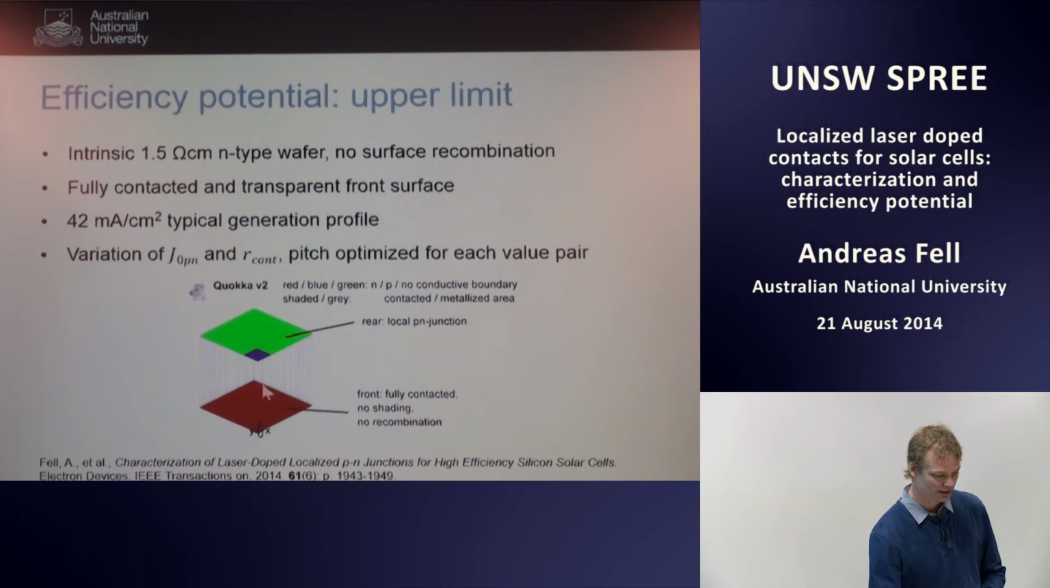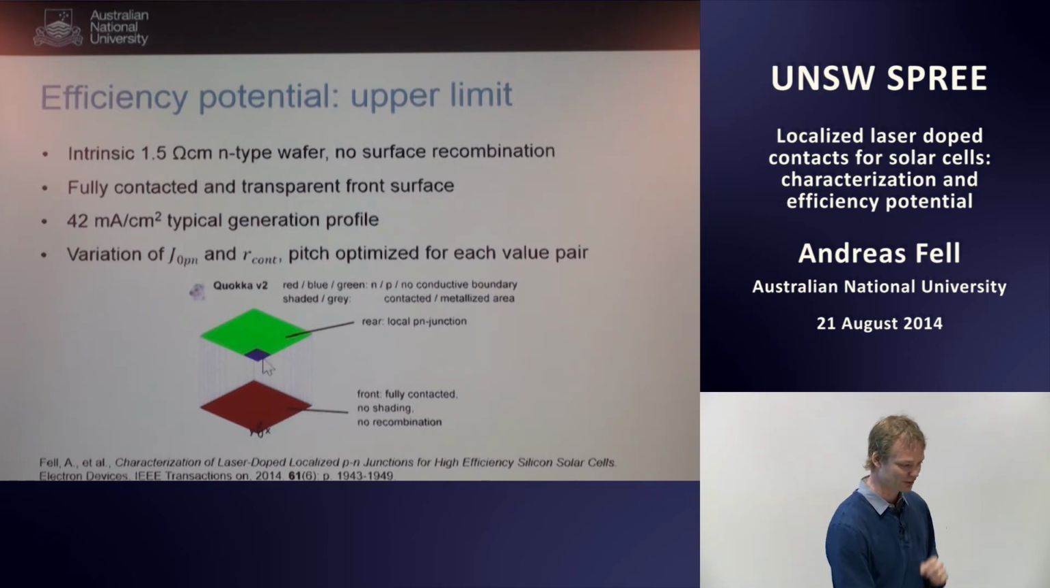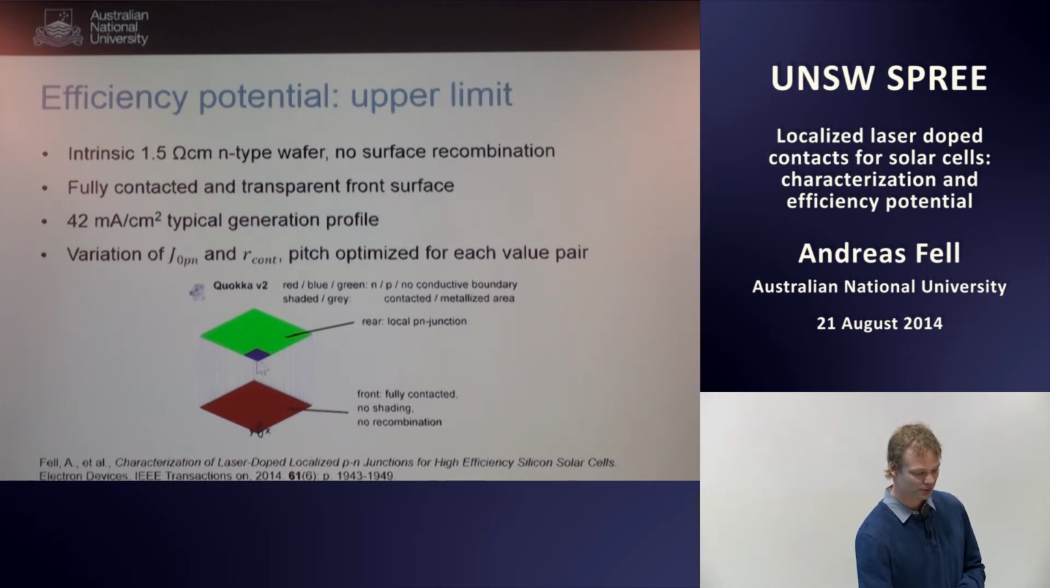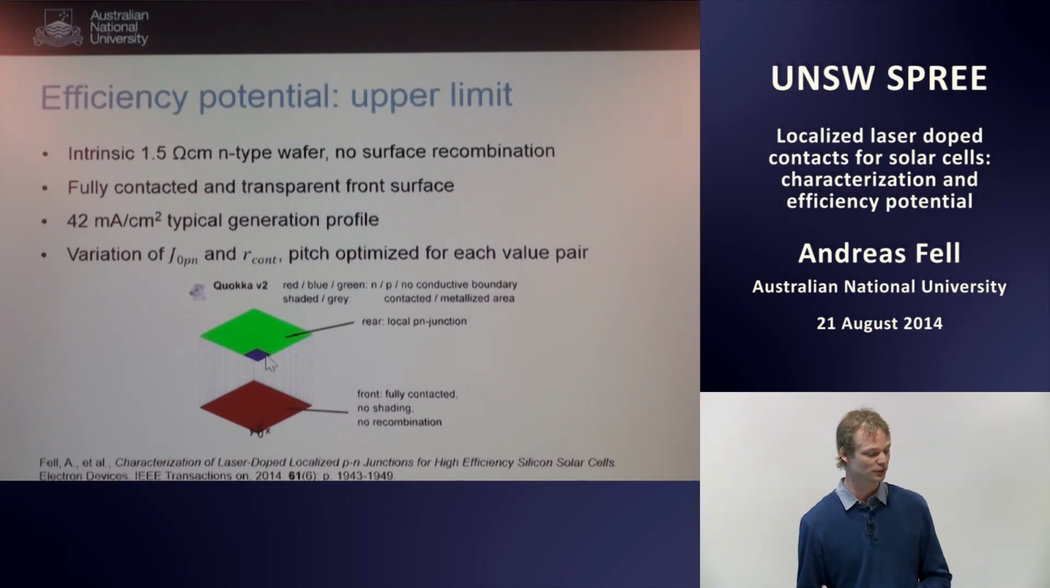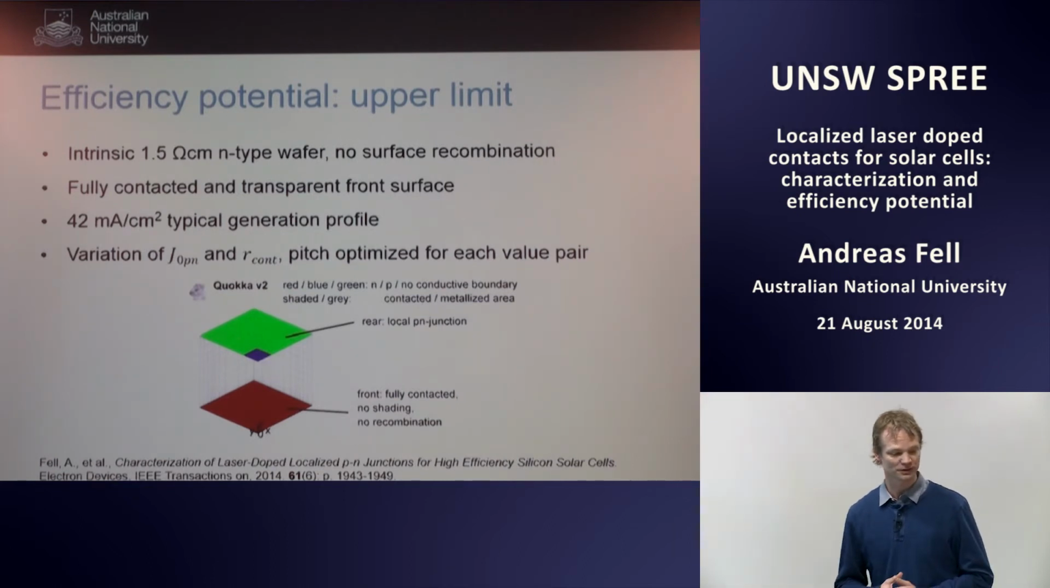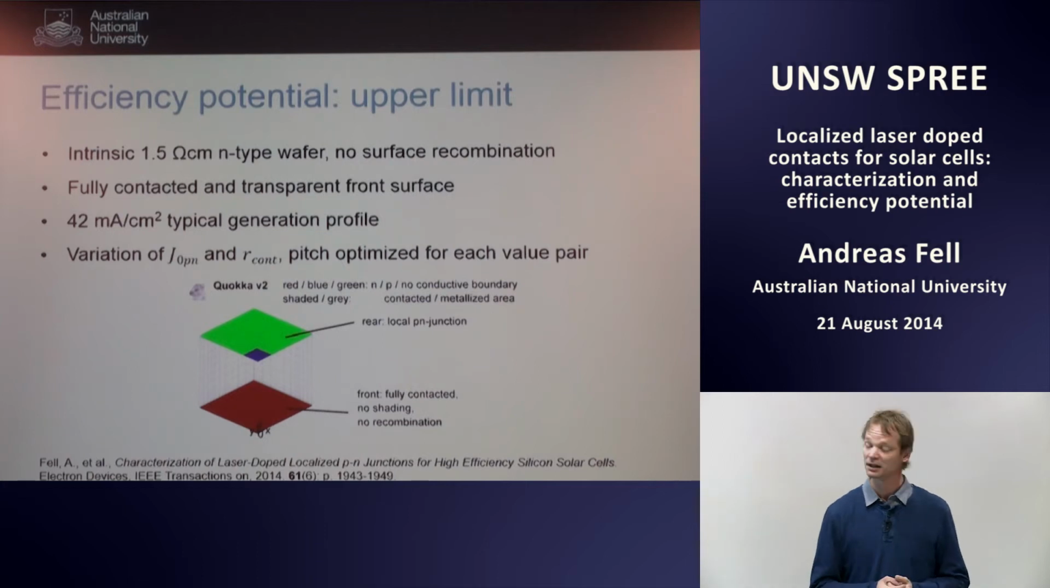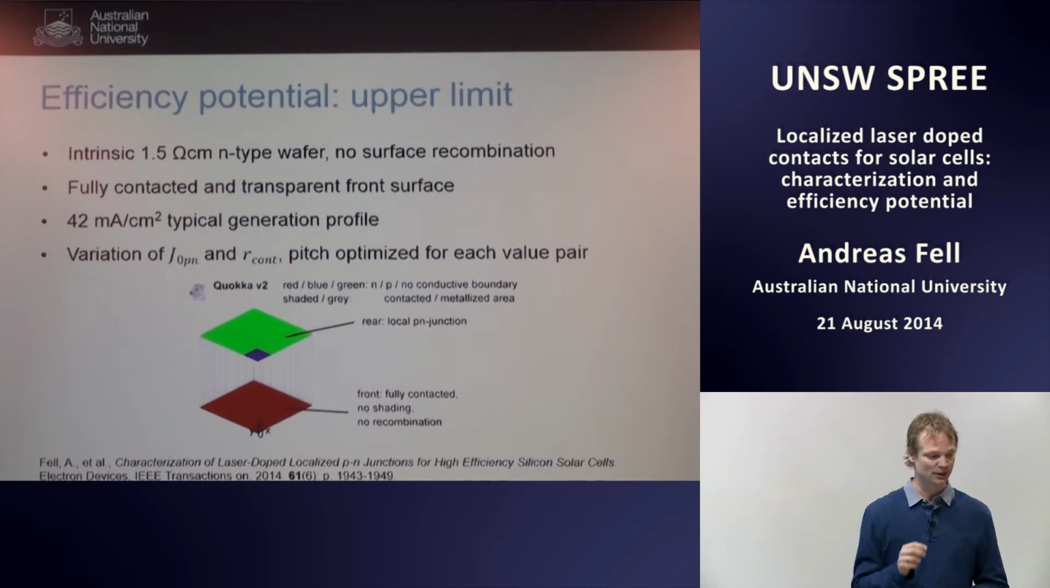And the only thing which limits the device performance is really this local feature here, which forms the emitter. This is a P-type region, which is contacted, and we vary the chain out of this region and the contact resistivity and see what efficiency we can get. Now for a fair comparison, for each pair of chain out and contact resistivity, you have to find the optimum efficiency. And that means the optimum efficiency in terms of the pitch of the contacts. So for each value pair, actually the pitch has been optimized in the following plot.